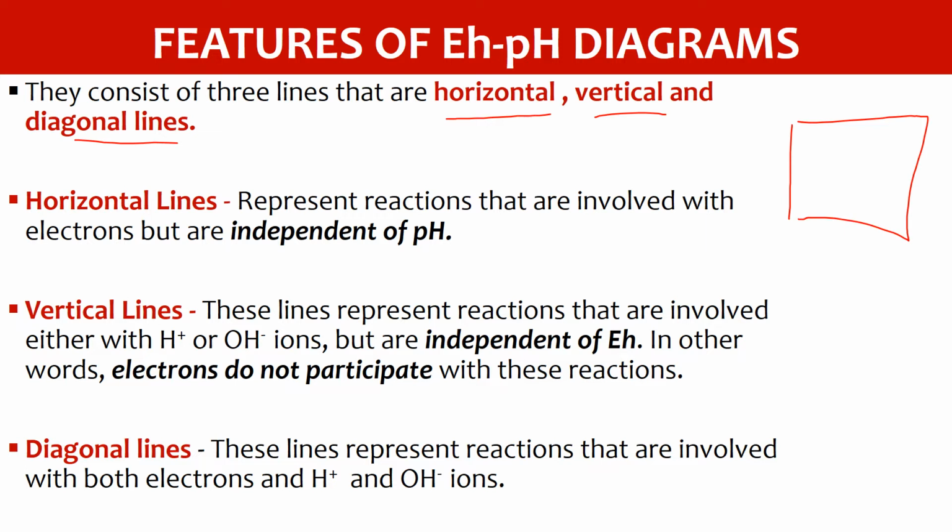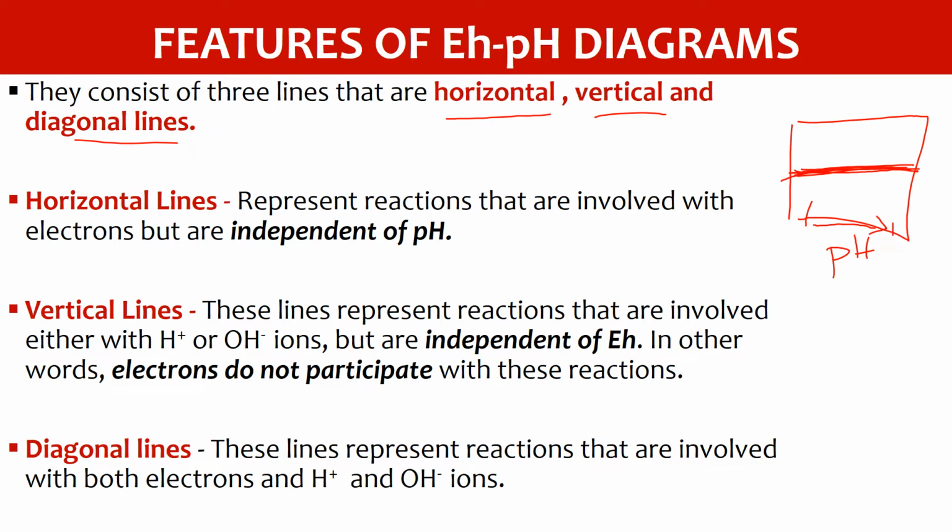Okay, so your horizontal lines represent reactions that are involved with electrons but are independent of pH. So this is an example of your horizontal line. So we are saying it is independent of pH. Why? As you increase your pH, nothing happens to the value. It remains consistent. Whether at pH 1 or at pH 14, it is independent of pH. Okay. So these are reactions that are mainly involved with the electrons.